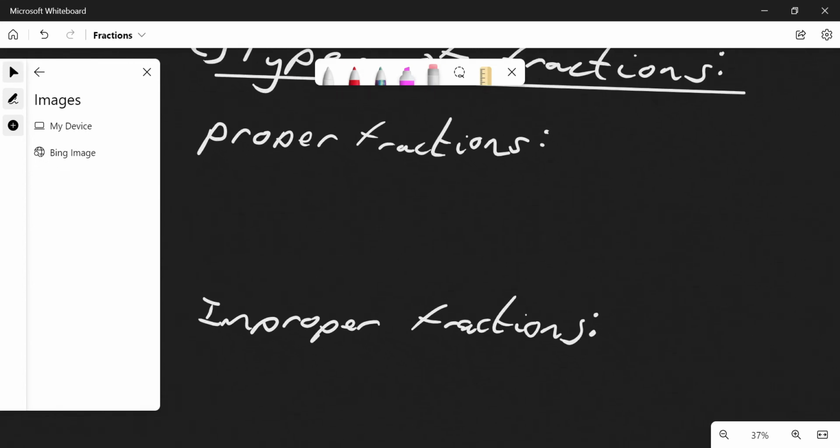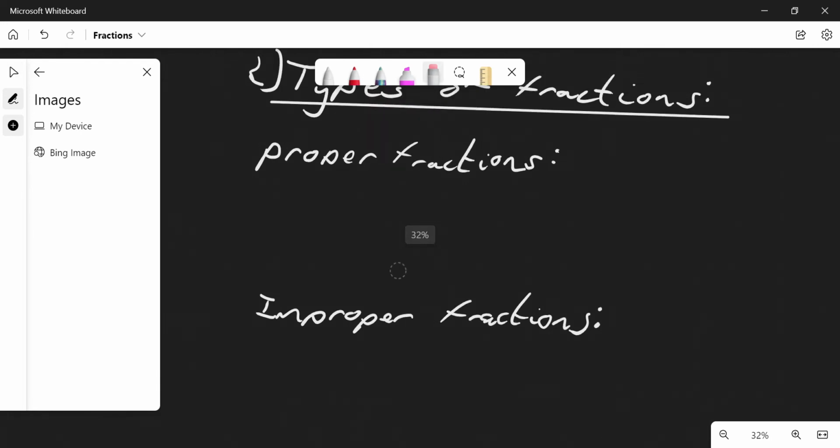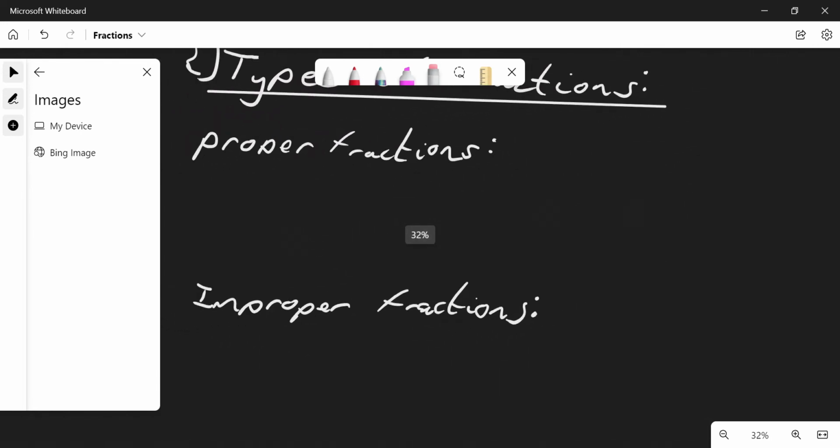What is a proper fraction? All right. A proper fraction is any fraction where the numerator is smaller than the denominator. So essentially, something small, a small number like 2, for example, is being divided by a bigger number, which is, let's say, 7.